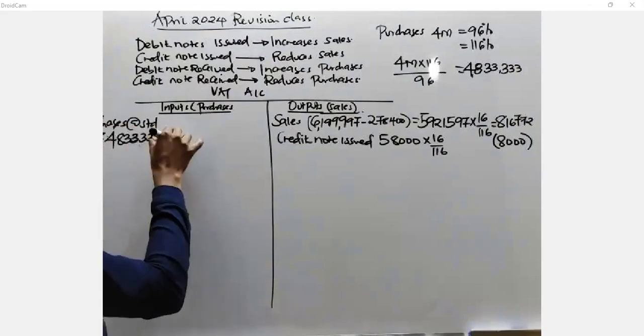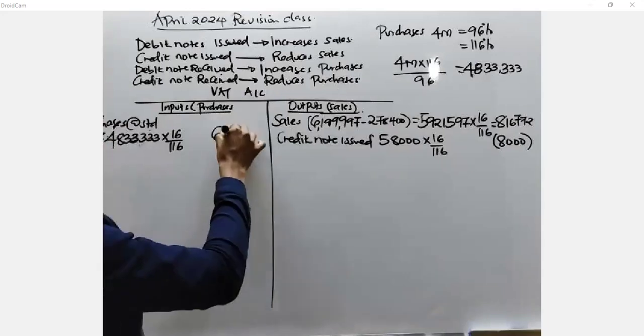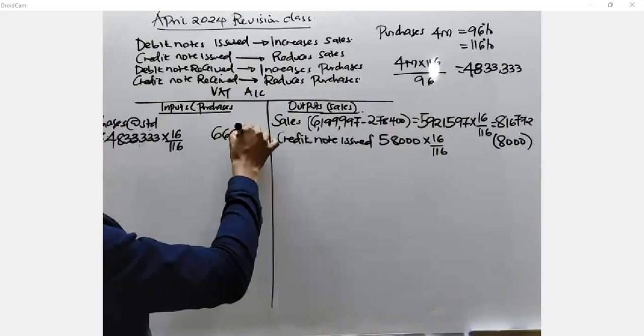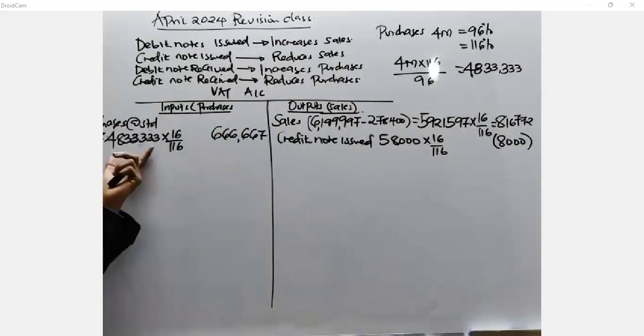4, 8, 3, 3, 3, 3 times 16 over 116, right? Let me see there. How much is the answer times 16, divided by 116? Get it. 666667. Rather than having 4 million, they were reducing these by 20%. This is the correct figure, by the way, for your purchases, which are inclusive of the VAT.